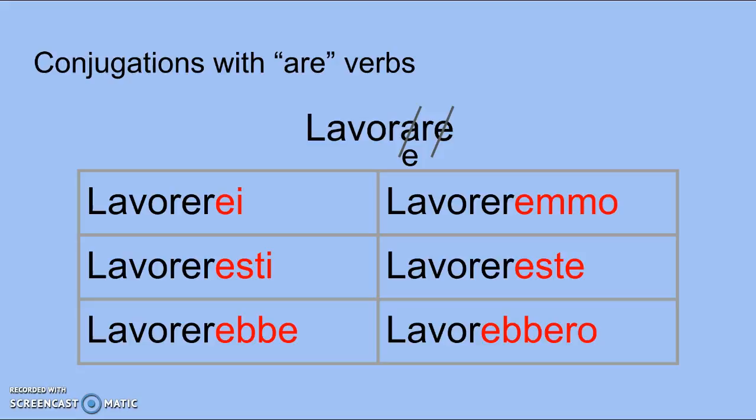When you're conjugating an ARE verb, you conjugate by eliminating the A and the E and replacing them with an E and an ending, depending on which one you're using. For io it's lavorerei, tu lavoreresti, lui lavorerebbe, noi lavoreremo, voi lavorereste, e loro lavorerebbero.